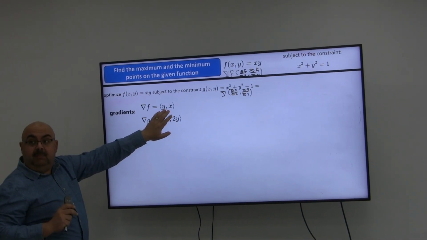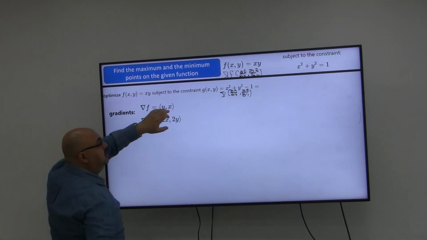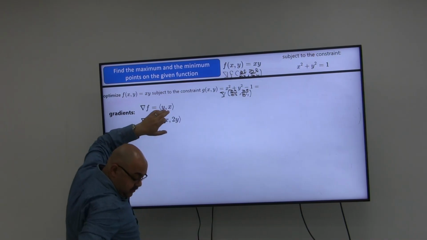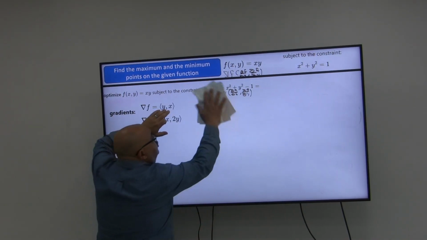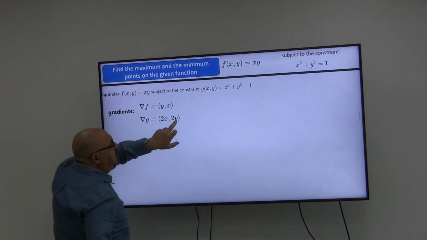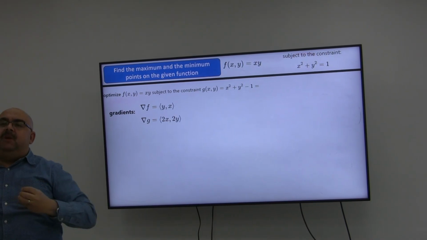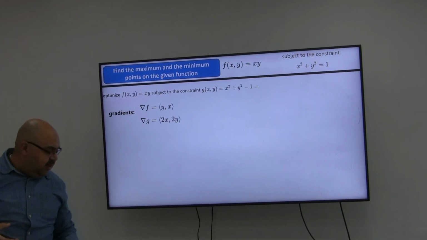Do exactly the same with the second function, or with the condition. Okay? So differentiating x squared, it's going to be 2x. Differentiating y squared, it's going to be 2y. Now I have the two gradient vectors. I will set one of them equal to lambda times the other gradient vector.